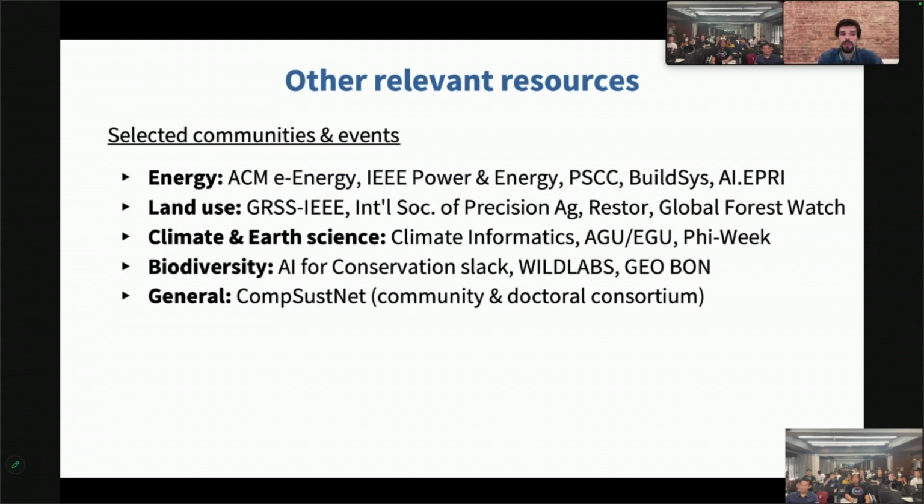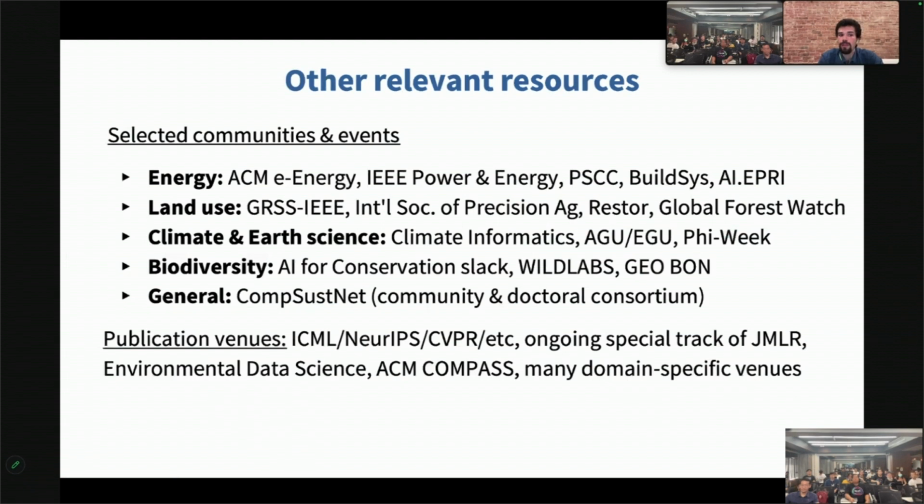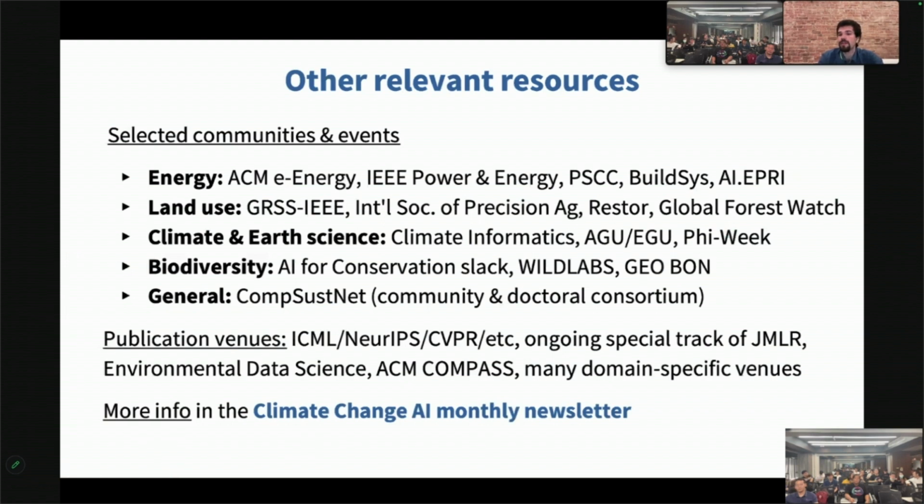For researchers who are interested in publishing work at the intersection of ML and climate change, there are many options. There are a growing number of papers at venues like ICML and NeurIPS and CVPR that are motivated by climate relevant problems. And these conferences now often include climate as a particular subject area. There is also a special track of the Journal of Machine Learning Research, JMLR, which is focused on climate change. A very high profile publication venue. There's environmental data science, ACM Compass, and many other things. The Climate Change AI newsletter includes a lot of updates on publication venues.